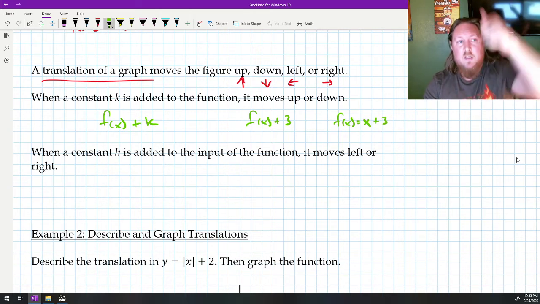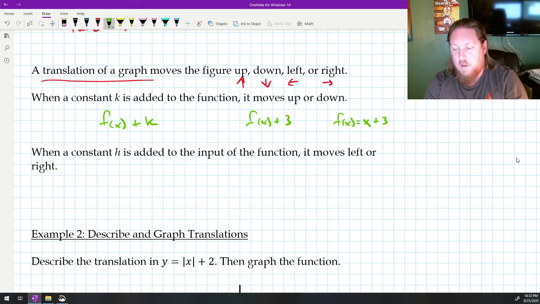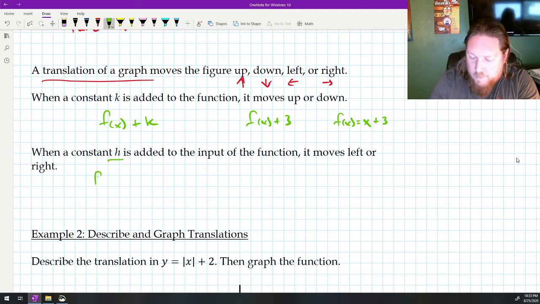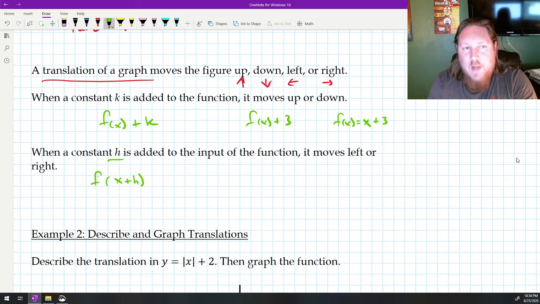And now I've just moved the identity function up 3. That's all I've done. Next up, we have a constant h when we add it to the input. So it would be something like f of x plus h. That is going to be a function that moves it left or right.